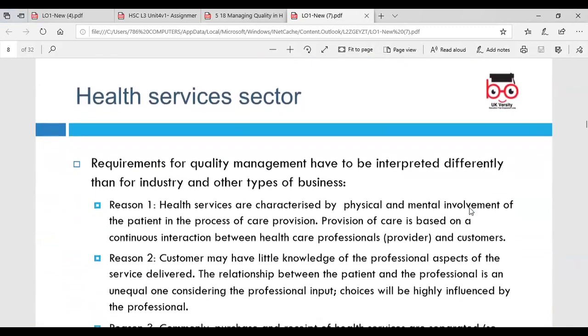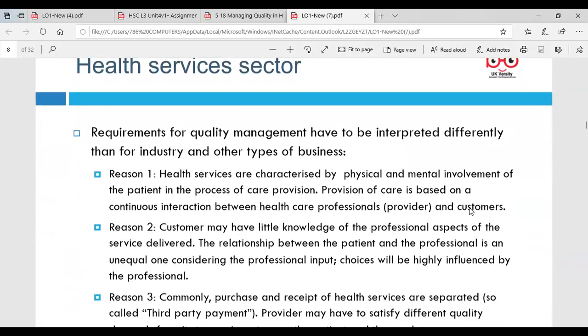Health sector: what are the services in the health sector? The requirements of quality management have to be interpreted differently compared to other industries and other types of businesses, because there are different stakeholders. We are talking about healthcare services, where we have patients as our main stakeholders. The first reason is that health services are characterized by the physical and mental involvement of patients. So it's more delicate. It's the provision of care, and it's a continuous interaction with healthcare professionals. In businesses, you might not have it as a continuous process, and you don't have physical and mental involvement.